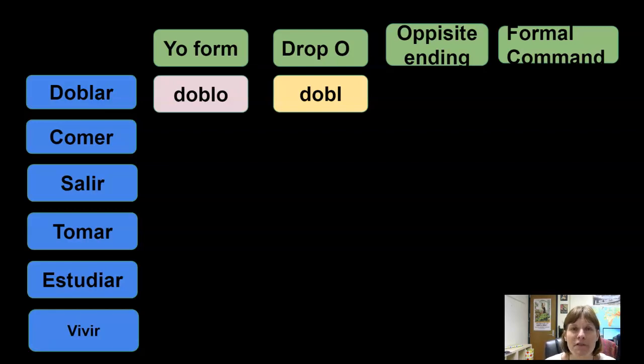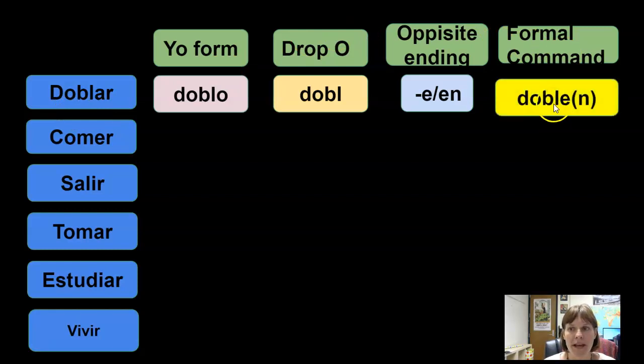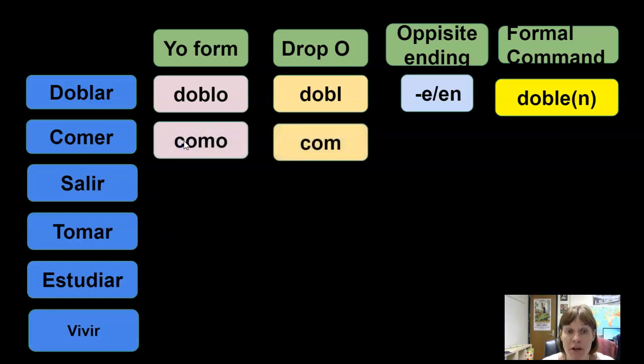So yes, that part's a little bit tricky, but it's definitely possible to remember because I've been able to do it. So our opposite endings for AR verbs are E or EN because formal commands can only be given in the third person, él, ella, usted, or the third person plural, ellos, ellas, ustedes. So doblar would become doble or doblen.